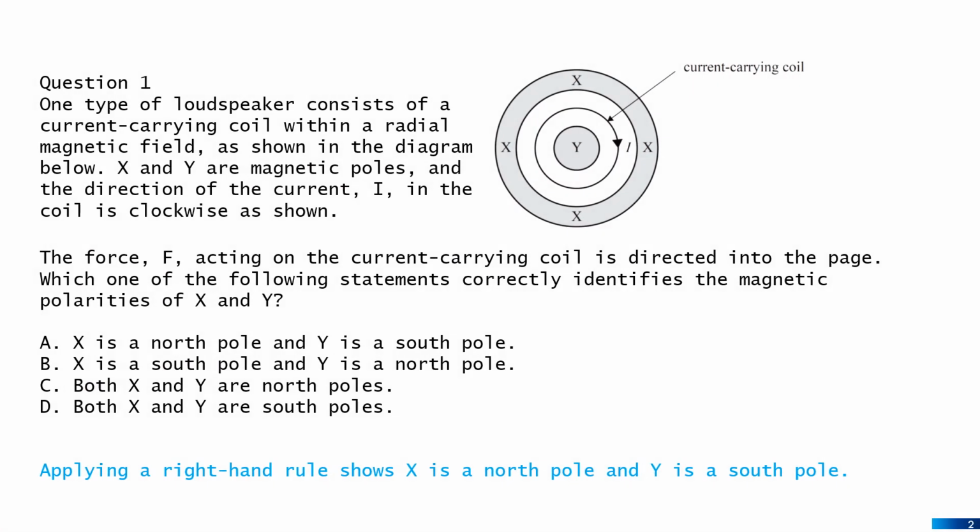To apply the right-hand rule, we find that the magnetic field lines direct from the X pole to the Y pole. So, X is the north pole and Y is the south pole. So, A is correct.